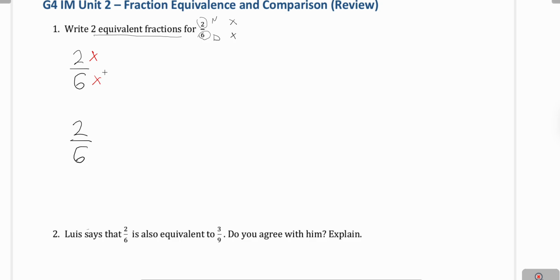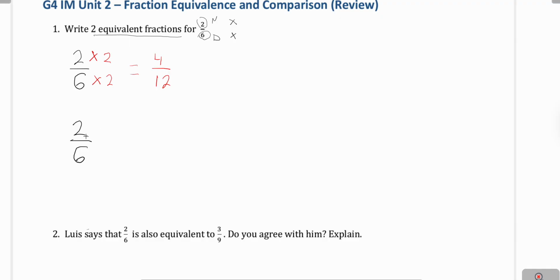So I'm going to pick the same number for the numerator and the denominator. Okay, so let's say we're going to times it by 2. Okay, 2 times 2. So this is our equivalent fraction. It's 4. 6 times 2 is 12. Okay, so that means that 2 sets is the same as 4 12s.